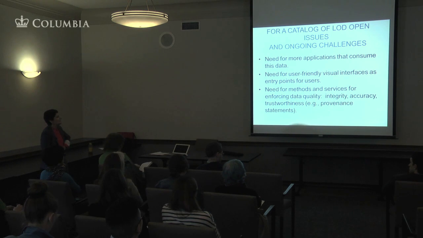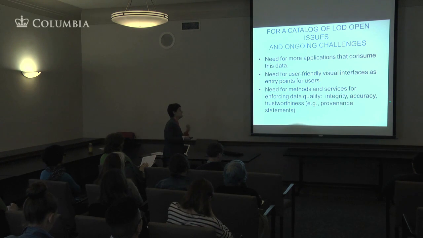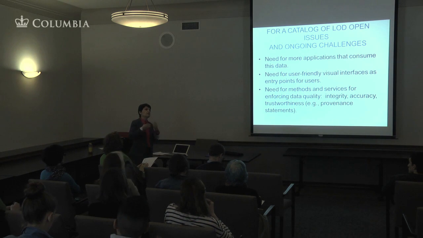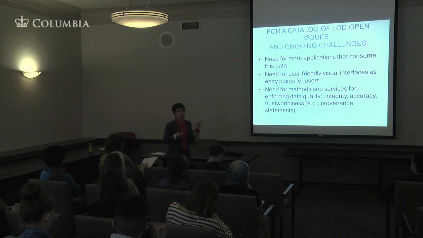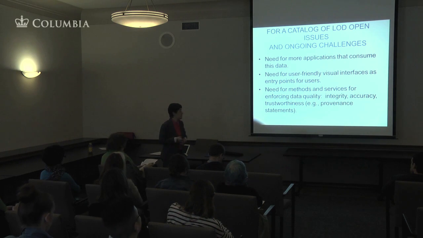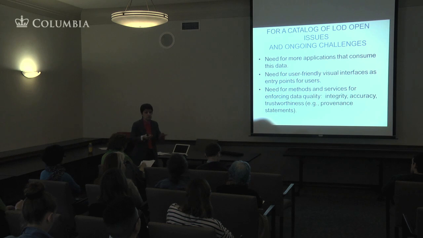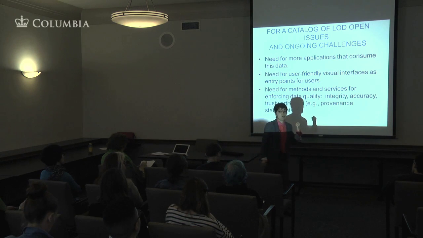There is a need for methods and services for enforcing data quality, and that is what a lot of people are doing now to enforce integrity, accuracy, trustworthiness. For example, in our triples, we add another line to state the provenance of the information we provide. This is because we think that for archival context, it's incredibly important to give the source of your data, and also for the statements that express the relationship between people. We want to be able to say, this person is a close friend of this other person based on this source.